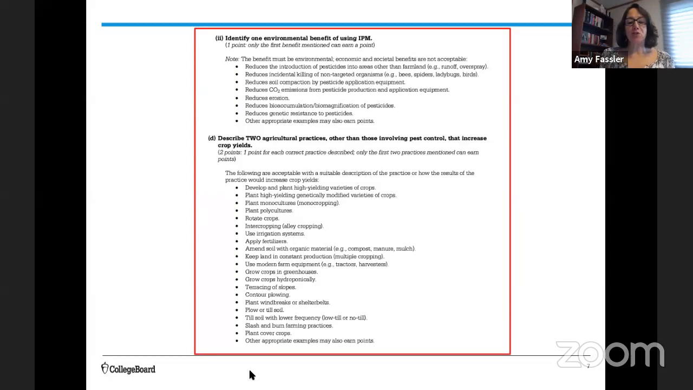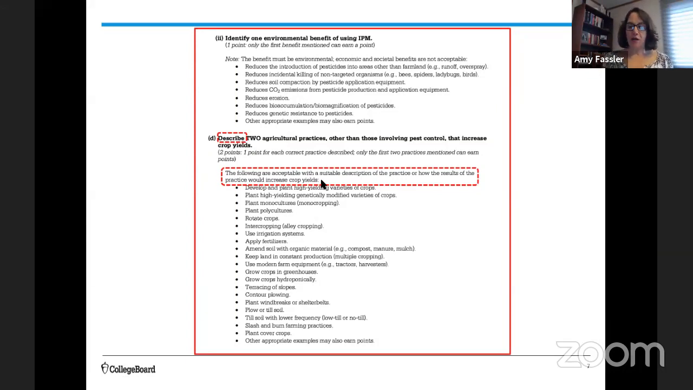And finally, describe 2 agriculture practices other than those involving pest control that increase crop yield. And one of the things we're really going to focus on today is that task verb describe. We're going to dig into that really deeply. And I want you to focus on the part of the rubric here that says what you needed to do to get that point. There's a difference, remember, between identifying an agricultural practice and describing an agriculture practice. And I know that a lot of my students, when they read this, they think they just have to describe what contour plowing is. But what you need to do is describe how that practice would increase crop yield.